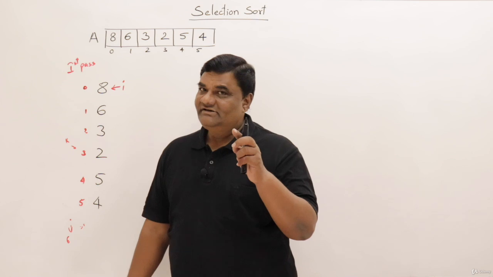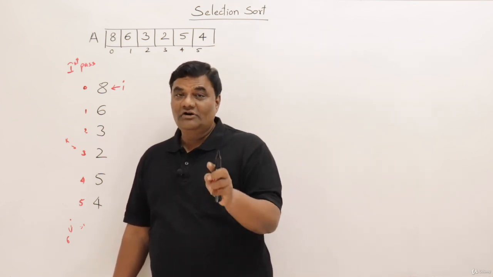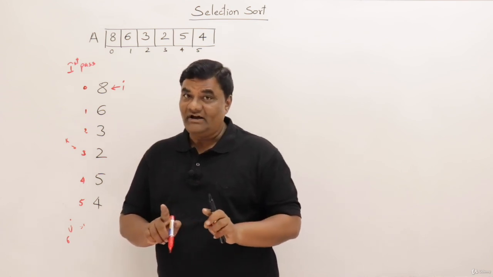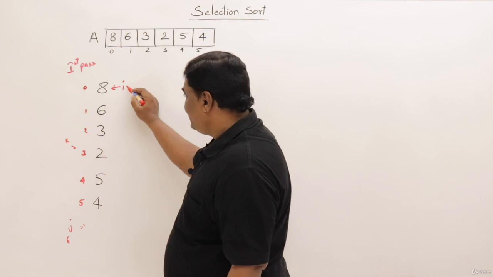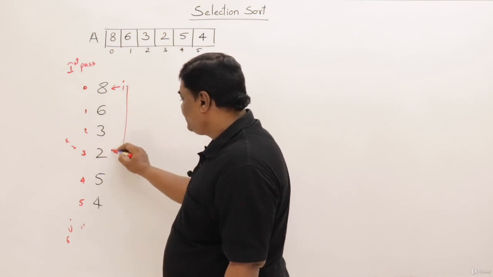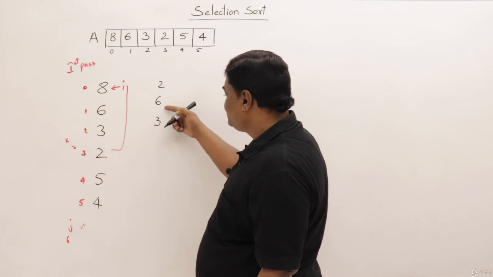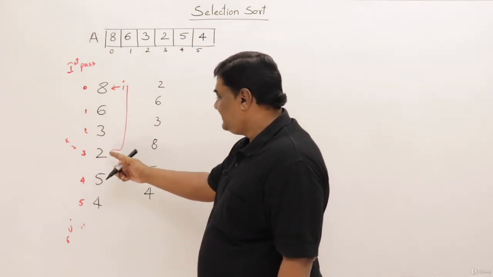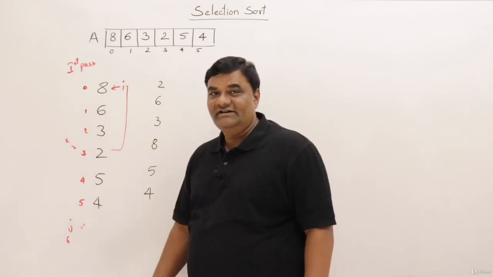Just observe one thing. We found out which is the minimum element and we got its index. We have not swapped any elements. Then interchange the element from I to K. Then the new list will be 2, 6, 3, 8, 5, 4. So 8 is brought in place of 2 and 2 is sent there. So 2 and 8 are interchanged.